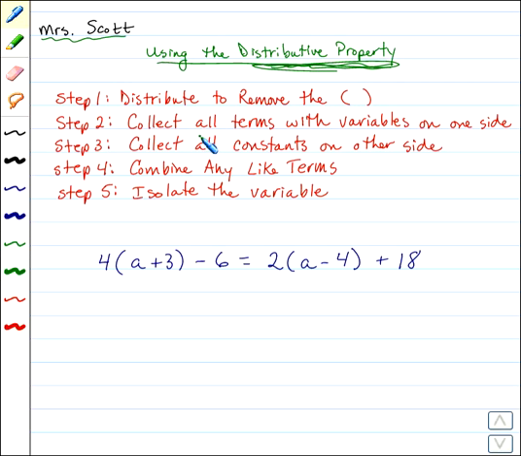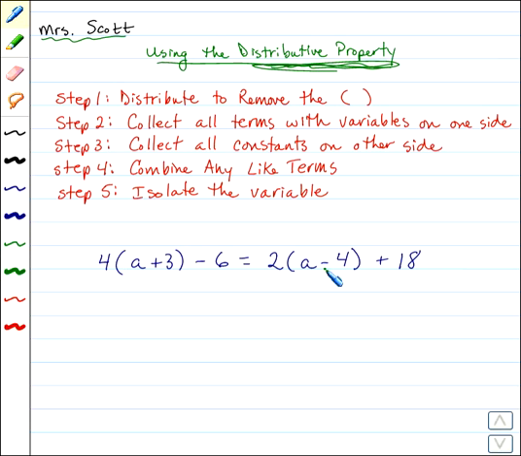Step 2, I need to collect all the terms with variables on one side. Step 3, I need to collect all the constants on the other side, and remember a constant is just a number. Step 4, I need to combine any like terms that I might have. And step 5, our goal in all of our algebra problems is to isolate our variable. Now let's look at our problem here.